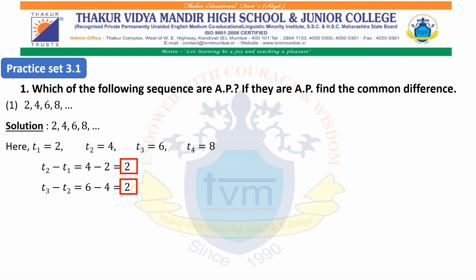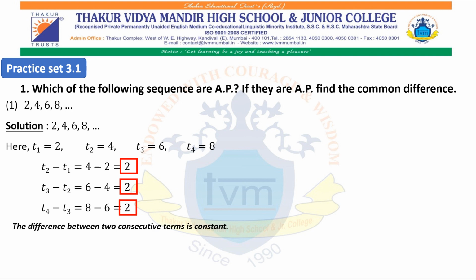Then we will find out the difference between the fourth and the third term. We will write T4 minus T3 equals 8 minus 6 equals 2. Here also the difference we got is the same, which is 2. Therefore we will write the difference between two consecutive terms is constant. Therefore final answer we will write: the given sequence is an AP and the common difference is 2.